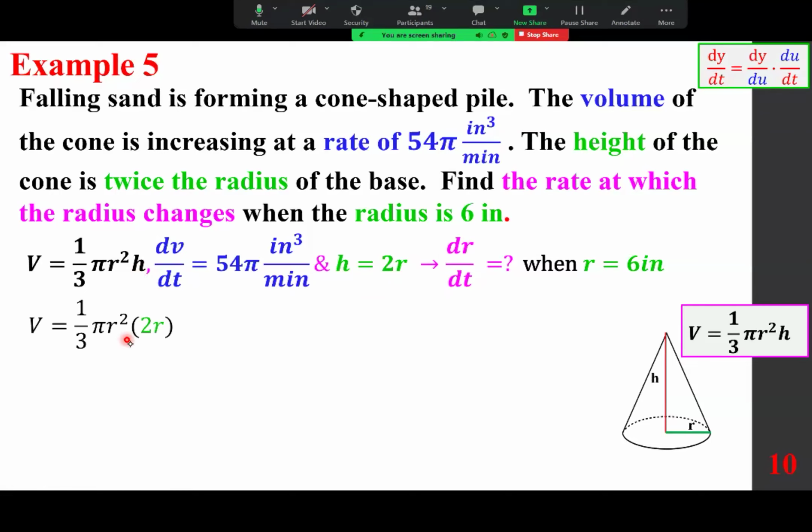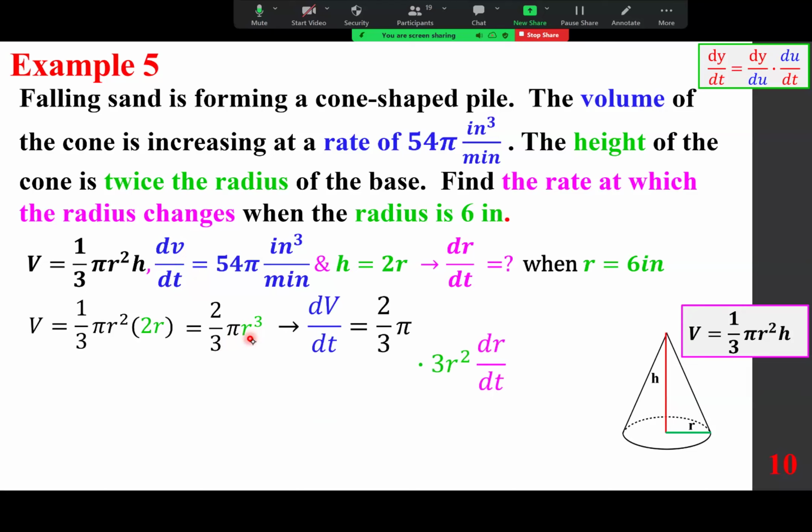And the product gives you 2/3 pi r cubed. And now the right side is a function of only one variable, r. So dv dt. Now we're going to go to differentiation. So we're going to start with the calculus. dv dt is this number, 2/3 pi times the derivative of r cubed, 3r squared dr dt. And this is the only calculus step.